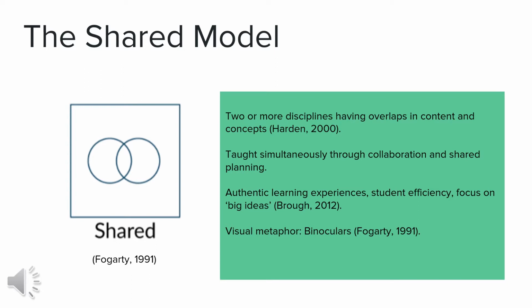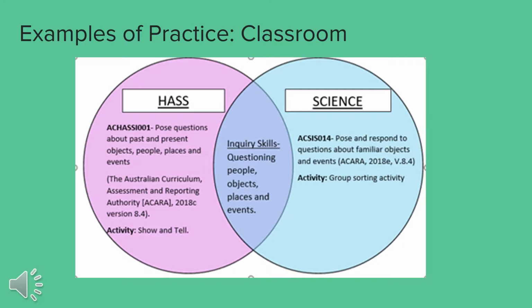Topics are rearranged to coincide with one another through collaboration, shared planning, considering the relationships between subjects and the establishment of similarities that can be taught simultaneously to create authentic learning experiences, student efficiency, and focus on big ideas. Barra 2012. Students are able to gain exposure from multiple perspectives and develop transferable skills in this model. Fogarty 1991 relates a visual metaphor of binoculars to this model, as there are two lenses or disciplines focusing on a singular image, skill, or theme.